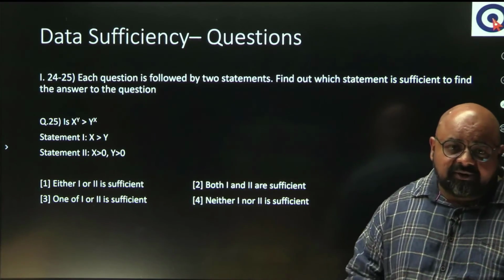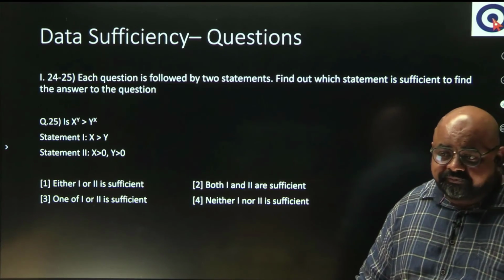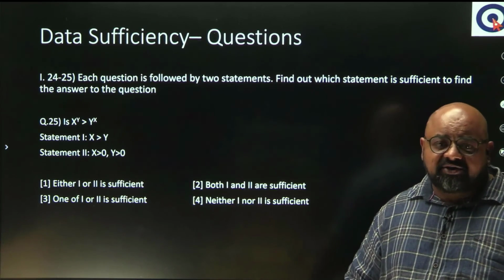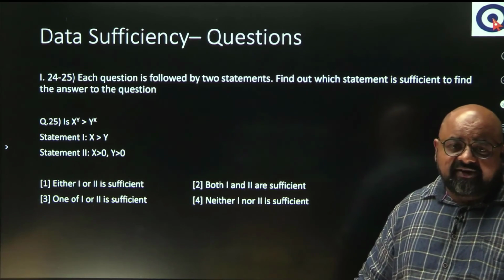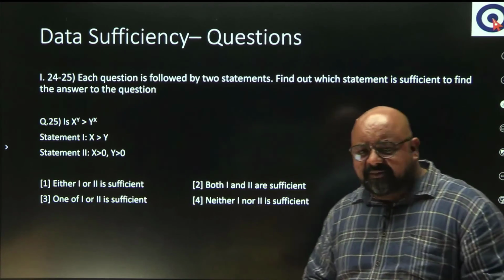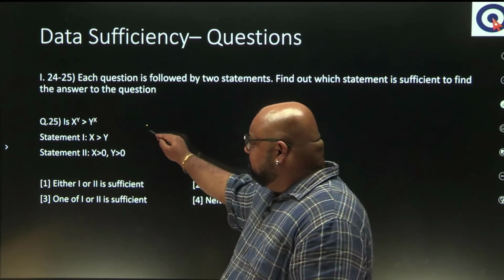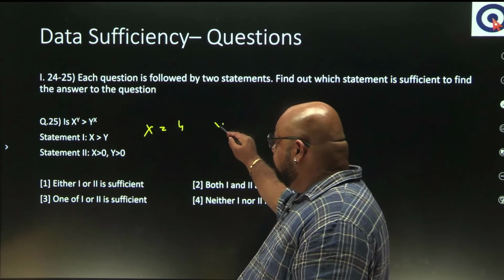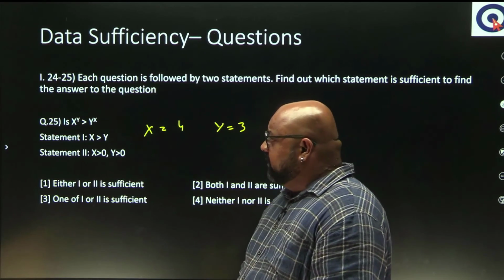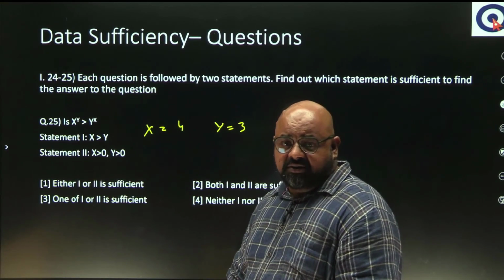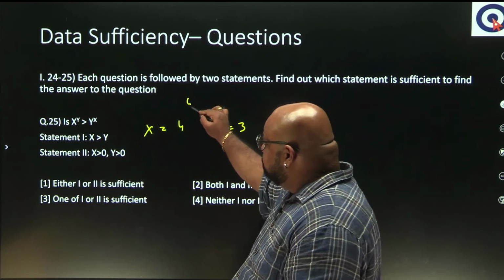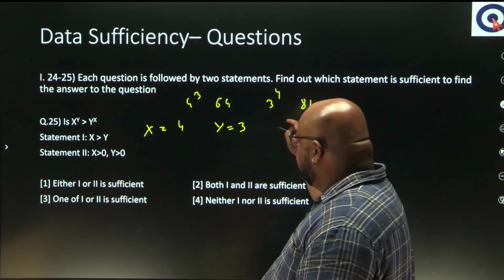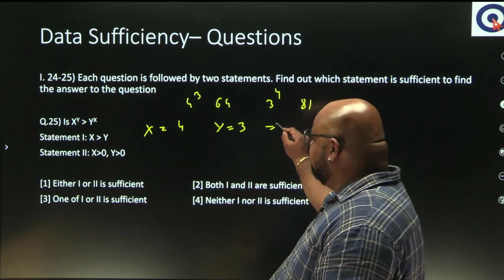Another question, for example: is x raised to power y greater than y raised to power x? Statement 1 says x is greater than y. So I can, for example, assume values. Let x equal 4 and y equal 3. Is x raised to power y greater than y raised to power x? 4 raised to power 3 is 64. 3 raised to power 4 is 81. 64 is not greater than 81. So in this case, the answer is no.